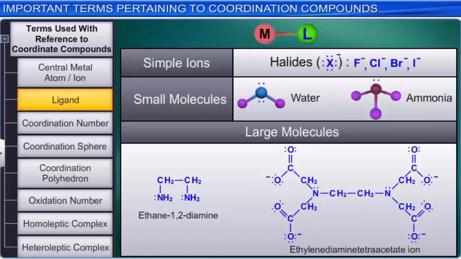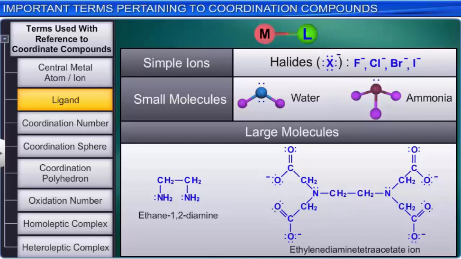In the next example we can see that some large molecules can act as ligands. Ethane 1,2-diamine. Amine, you know, amine means ammonia, in which one hydrogen is removed. NH2 is amine. So in ethane, CH3, from the first carbon one hydrogen is substituted by an amine group, and in the second carbon also a hydrogen is substituted by an amine group.